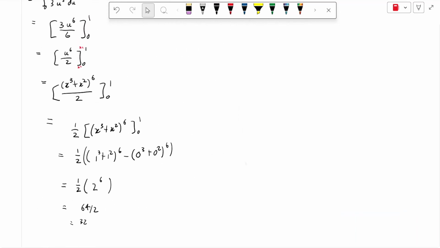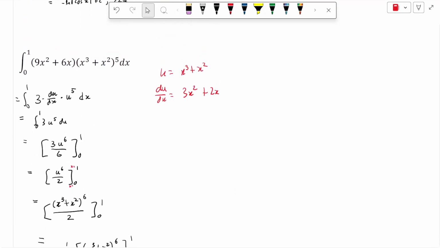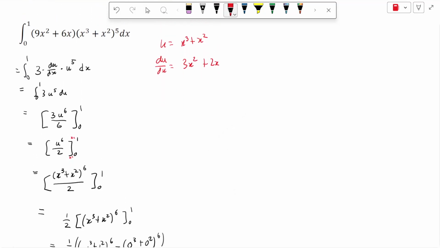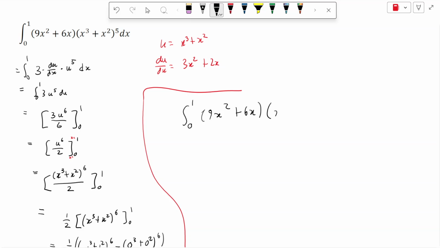The other way that you can do it is with keeping u as just u. So I'll show you that alternate method. This method is quicker. So if you want to use this second method, it will make your life easier. But the issue is it's a little bit more confusing. So you take that trade-off if you want it. So 9x squared plus 6x, x cubed plus x squared to the power of 5 dx.